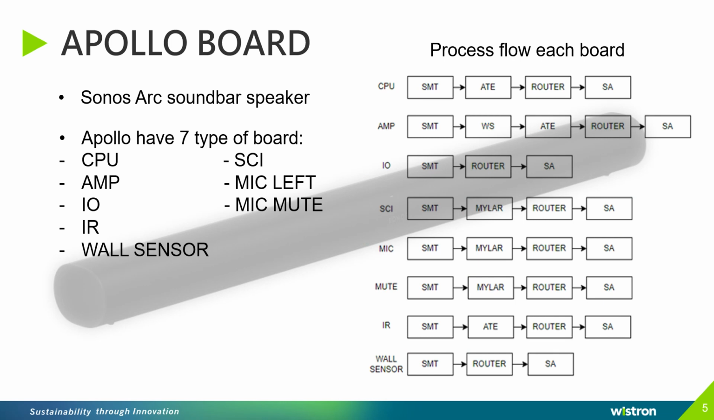So basically, the Apollo board is used to make the Sonos Arc soundbar speaker. The Apollo board has 7 types of board, which are CPU, AMP, SCI, mic left, mic mute, IO, IR and wall sensor. All boards will combine at final assembly to make a complete speaker. And each board has a different process flow path. Under PCBA, all boards need to go through SMT first, and several boards will jump to the SA section after SMT, and several boards need to go to the DIP section first before going to the SA section.